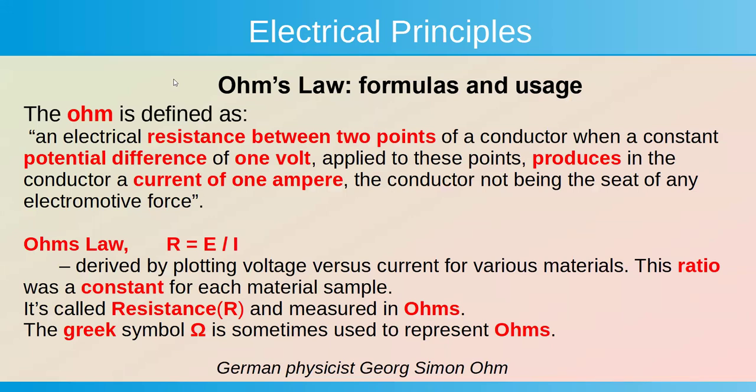So we've talked about Ohm's law and what Mr. Ohm did. He conducted a lot of experiments. He took various materials, changed the voltage, measured the current through them, and plotted the points. And it turned out that, except for measurement error, it basically plotted a straight line.